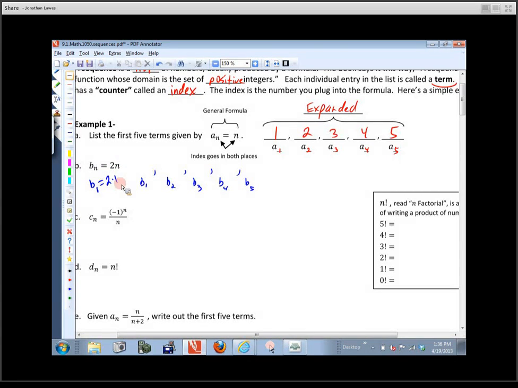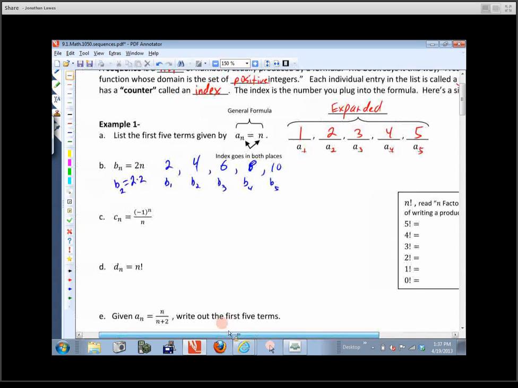So what's the first term? 2. All I have to do now is come back here and I replace the index with the next in line. So that's going to be a 2. Put a 2 here. What's the number? It's going to be a 4. Okay? Good, we're still going. Okay? So what's the third one? 6, 8, 10. Now, if I asked what the 100th term was, 200. Okay, it's that simple. Okay, are there any questions there?